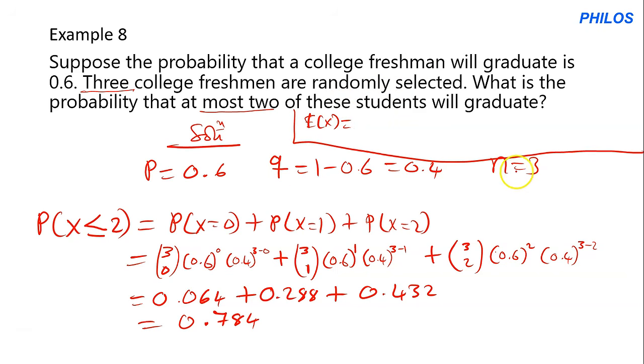In case the question asks you to find the mean, variance and standard deviation, the mean is going to be n, which is 3, times p, which is 0.6. So 3 times 0.6 will give you 1.8. Okay. To find the variance should be 3 times 0.6 times the probability of failure, which is 0.4. So 3 times 0.6 times 0.4 will give you 0.72. Okay. And then to find the standard deviation, it should be the square root of the variance. So square root of 0.72 will give you 0.849.